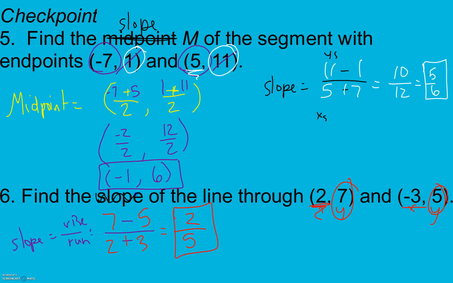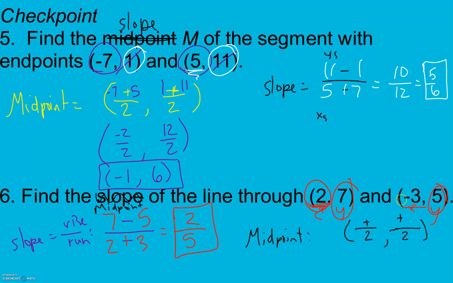For number 6 here, I'm going to find the midpoint of these 2 points. So to find the midpoint, I'm looking for the coordinate that's in the middle. I'm going to average these. I want to find the middle x, so I add them up and divide by 2, and the middle y coordinate, so I add them up and divide by 2.